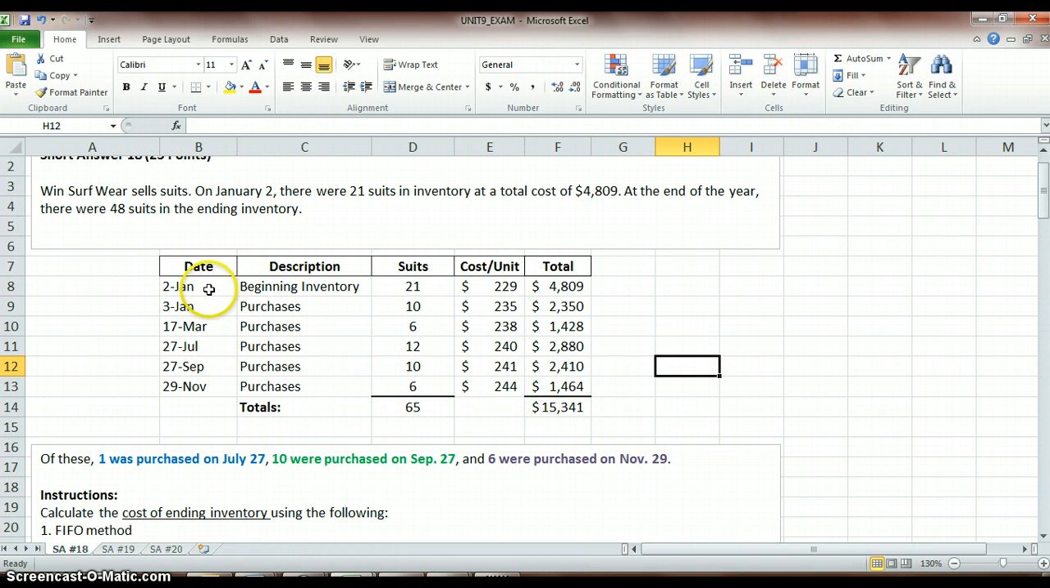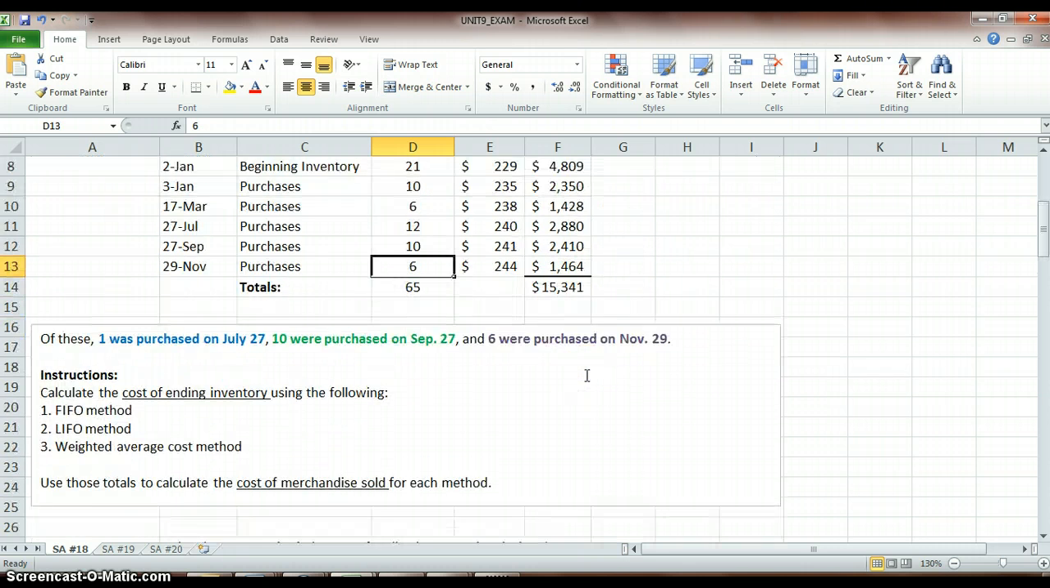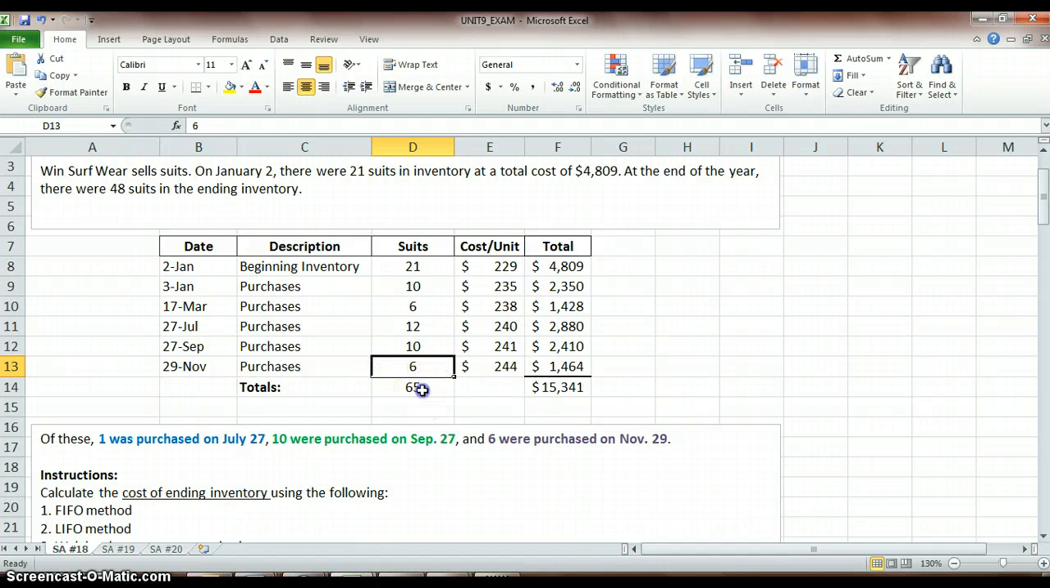So this table shows us the beginning inventory we had on January 2nd, carried over from the previous year, was 21 suits, purchased at $229 a suit, and then the following purchases that they made throughout the year. I put this table together to give you the totals, and we can see that we had 65 suits available. And we can do some quick math: there were 48 suits left. We started with 65, so that tells us we made 17 sales throughout the year. And then our total cost of inventory is $15,341.